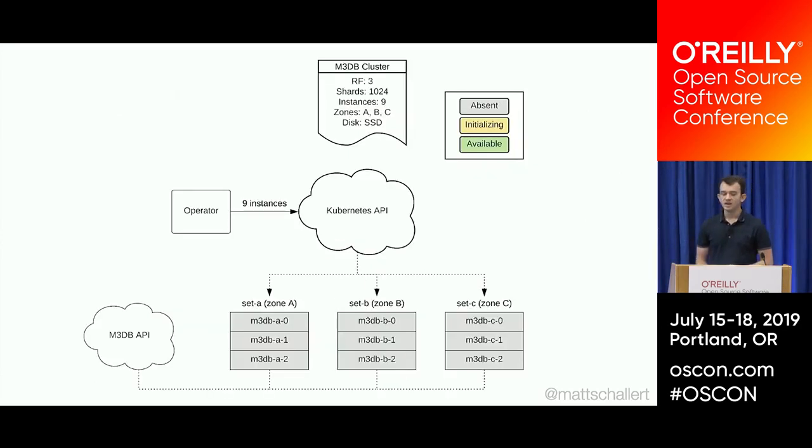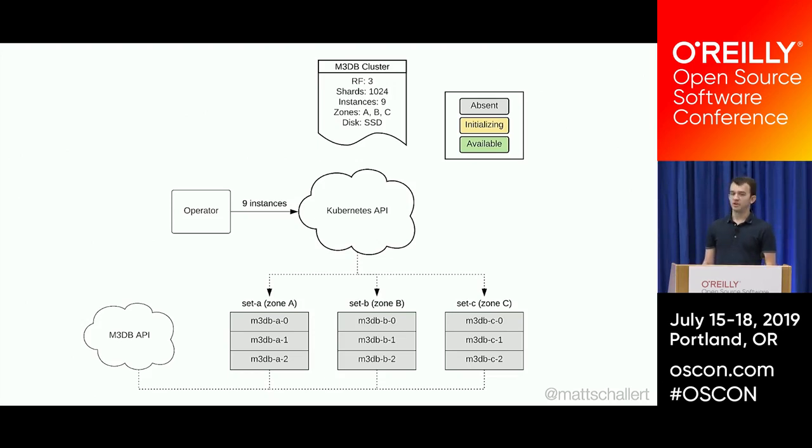And then the user will submit that desired state to the Kubernetes API, and the operator will pick up on it. In turn, the operator will translate this into some desired state that it needs from Kubernetes. So in this case, the operator will tell Kubernetes that it wants 9 M3DB pods running with these specific parameters. So it wants 3 sets of 3 instances. It wants each of those sets to be pinned to a certain availability zone in a cloud region, and we want them to have some amount of resources that the user asks for.